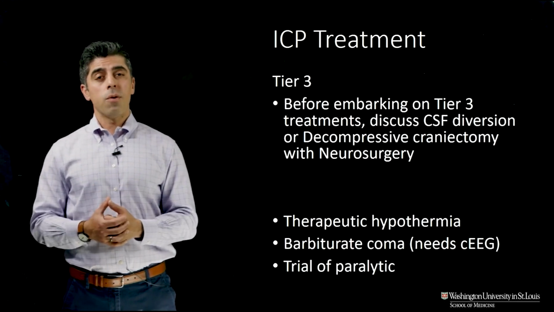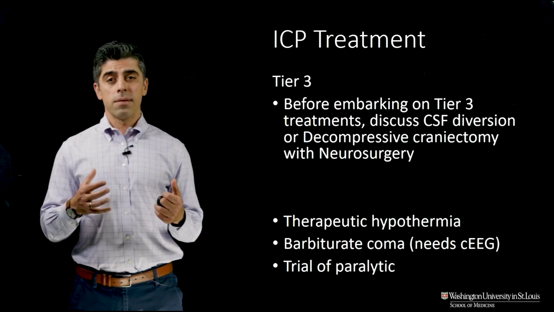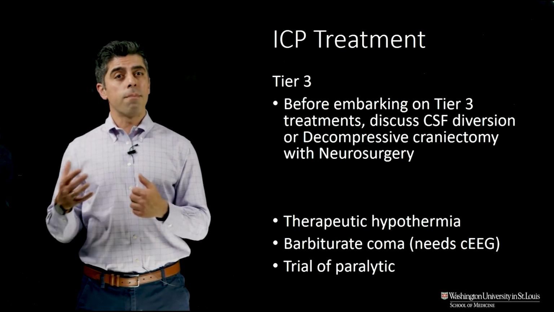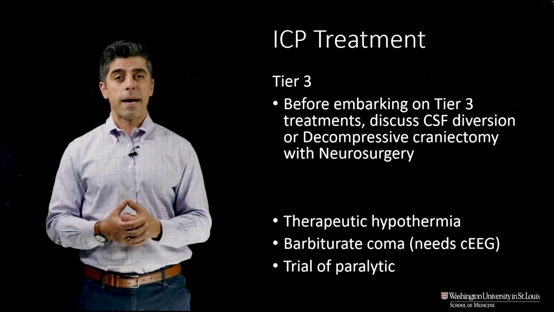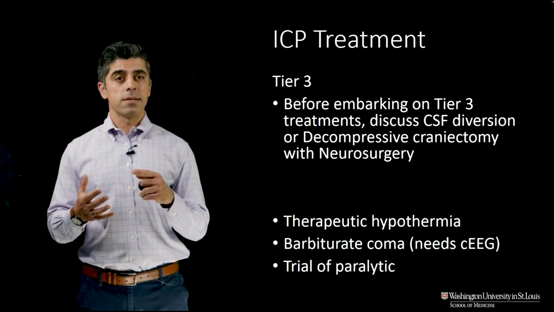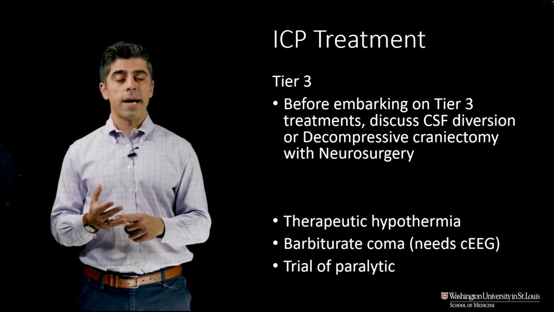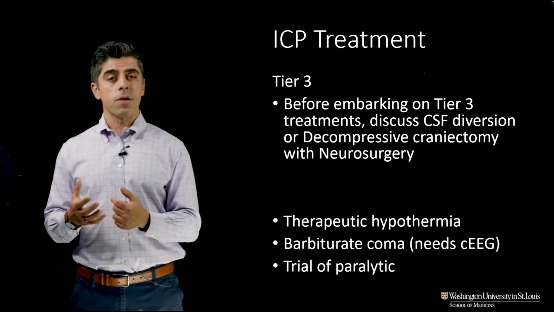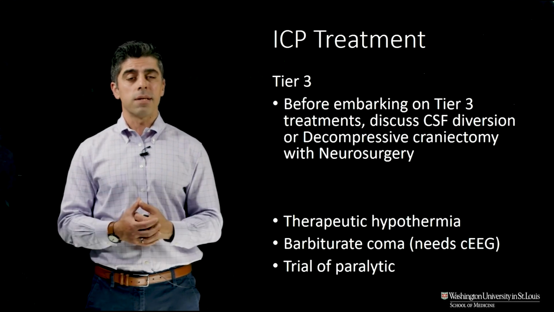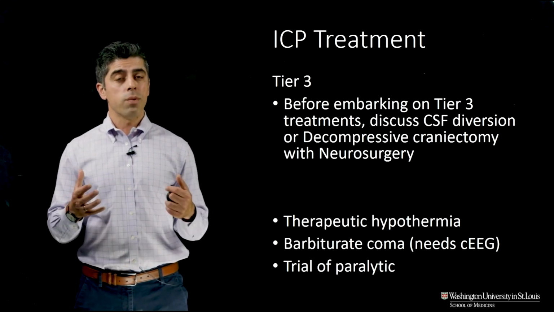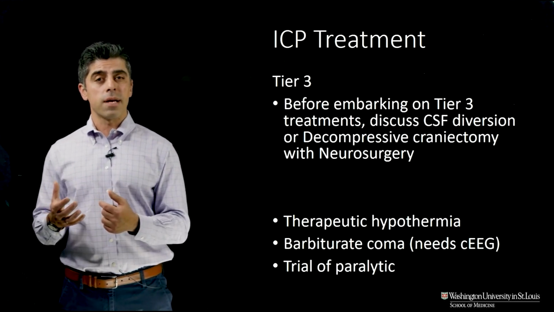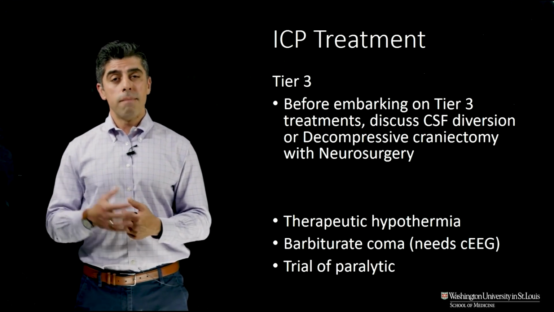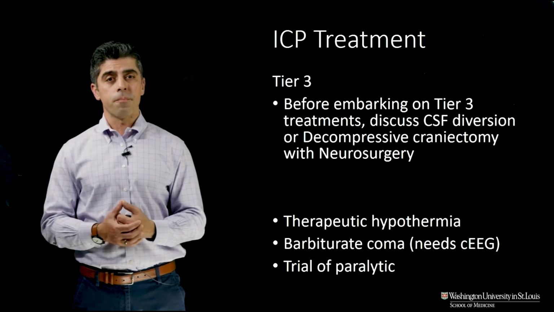Tier 3 strategies. Now, Tier 3 strategies I commonly refer to in the ICU as salvage strategies. Before I embark on any Tier 3 treatments, I want to discuss my options with neurosurgery. You want to discuss CSF diversion or decompressive craniectomy. And if the patient has already had those or is not a candidate for those, those are the circumstances where you may jump to the Tier 3 strategies. However, you really do want to pause and have a collaborative discussion with your colleagues in surgery before embarking on these Tier 3 strategies, mainly because of the risks associated with using them.